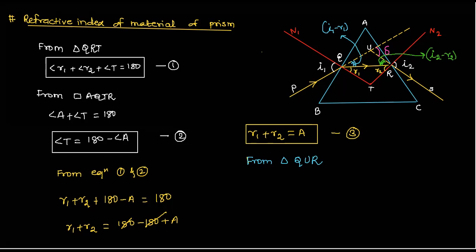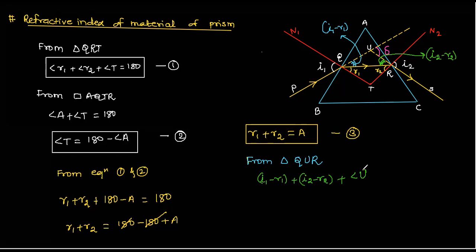This one is 180 minus D. Okay. So let's see now what I am writing from this. I1 minus R1, this angle plus this angle. This angle is how much? I2 minus R2. Okay. Plus this angle U. Angle U. U means QUR.